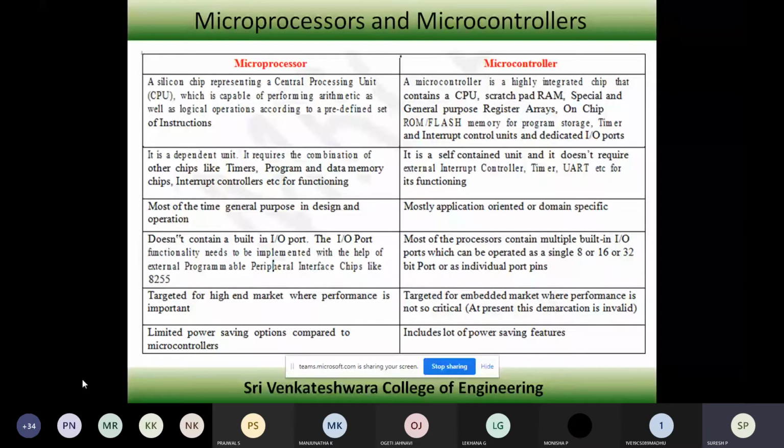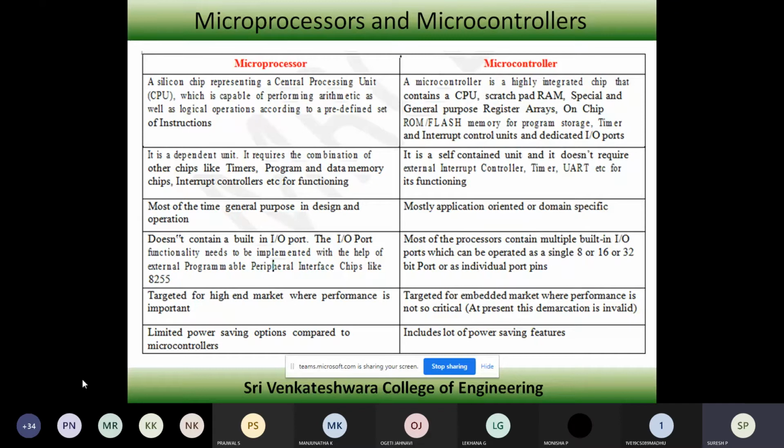So your microprocessor is nothing but what? It's a single chip representing a central processing unit, which is capable of performing arithmetic as well as logical operations according to a predefined set of instructions. As we have said, the microprocessor requires dependent external units. It requires a combination of other chips: timers should be there, program and data memory chips should be there, and an interrupt controller should be there for functioning.